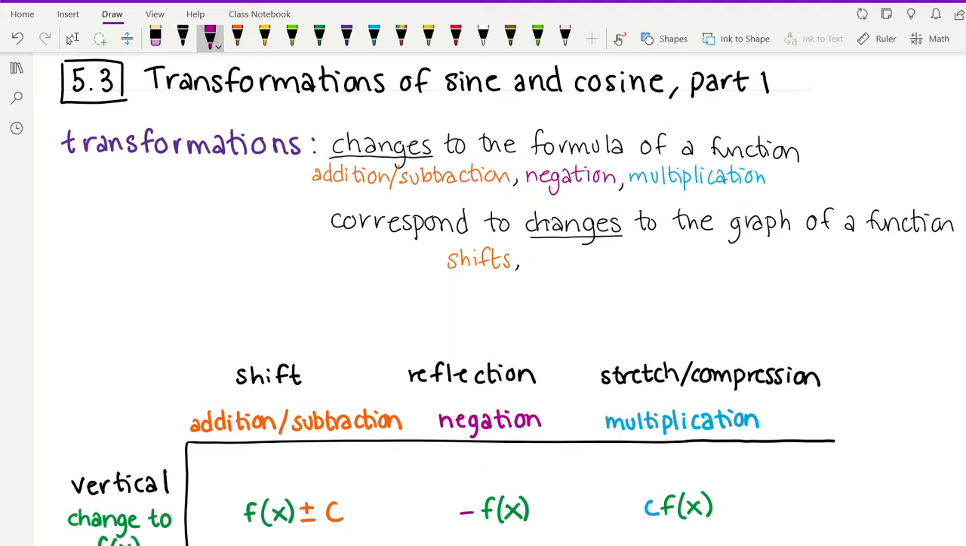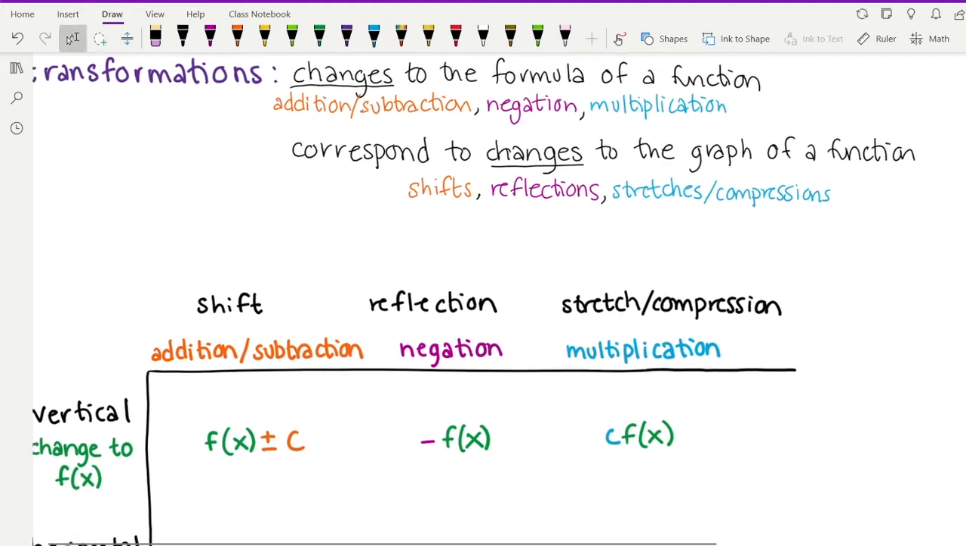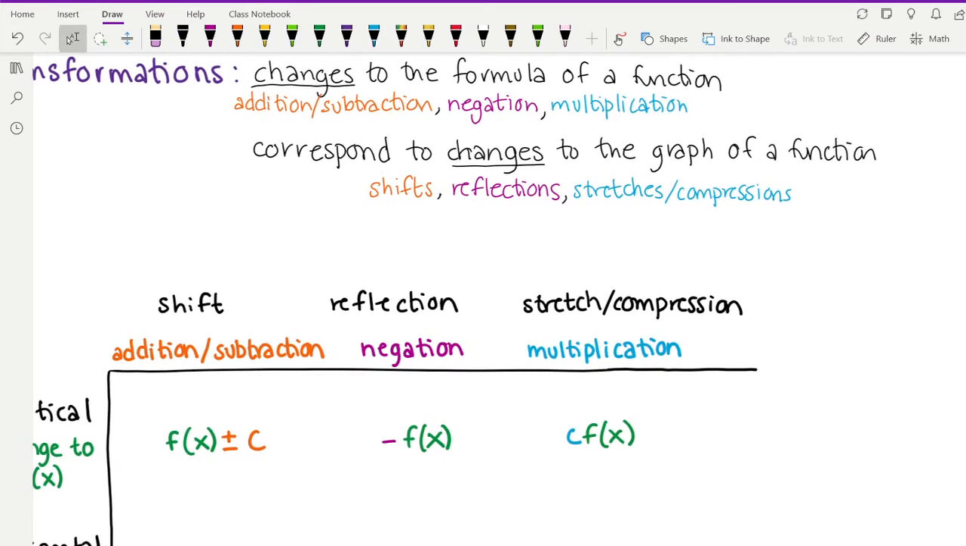Another change that can happen to your graph is a reflection. Reflections mean, again, not changing the shape of your graph, but just flipping it over the X or the Y axis. And the last thing that you can do to change a graph with transformations are stretches or compressions. In this case, that does mean that you're going to be changing the shape of your graph. That's like making your graph taller or shorter or wider or narrower, pulling it or pushing it in different directions to change its shape.